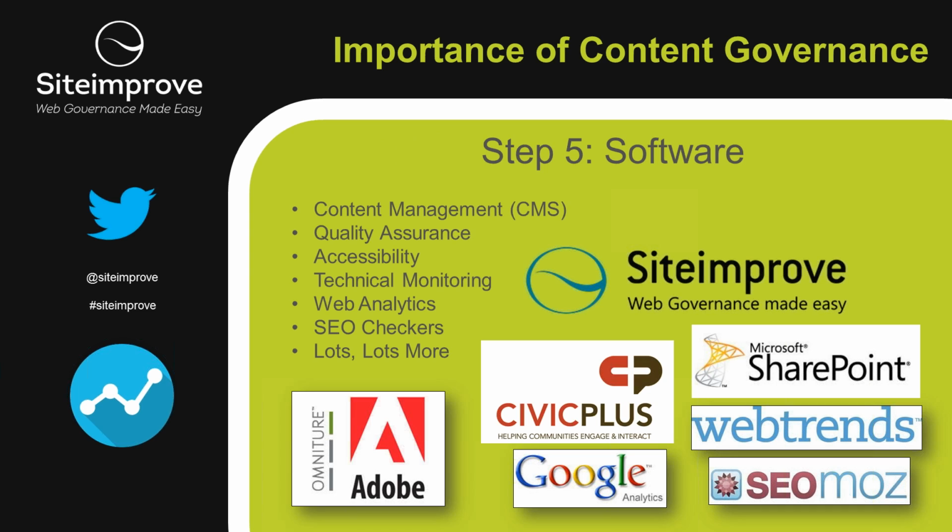But when looking for software, there are a lot of decisions to make. Obviously, the number one, can I afford it? Do I have the budget for it? But does it cover all my basic web needs? Is it automated? The list goes on. To help you with your content strategy, there are a lot of different tools out there. Some of the popular product categories include content management systems, which everyone's probably familiar with, quality assurance tools, accessibility tools, technical monitoring tools. Is my software running? Is it up and loading? Web analytics, SEO checkers, a lot more. I'm just going to focus on a couple of these.